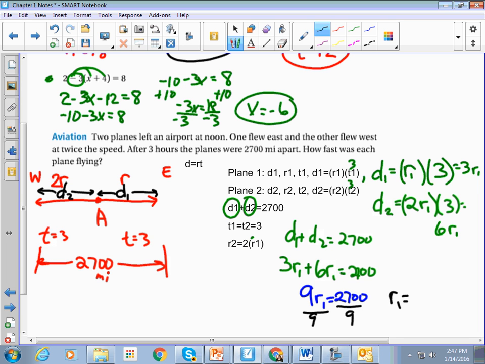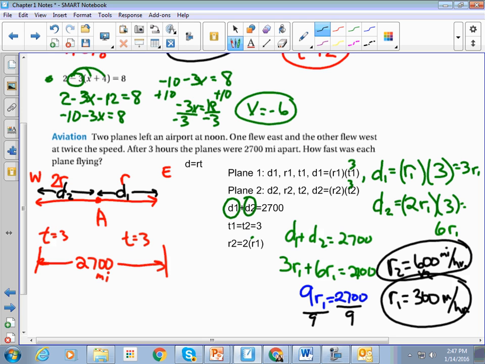So I know my rate 1 is 27 divided by 9 is 3, and the zeros hang on. So my rate 1 is 300 miles per hour, and my rate 2 is double that, and it's 600 miles per hour. This is the maximum difficulty you guys are going to experience in creating an equation. But it all started with distance equals rate times time, and then substituting in.